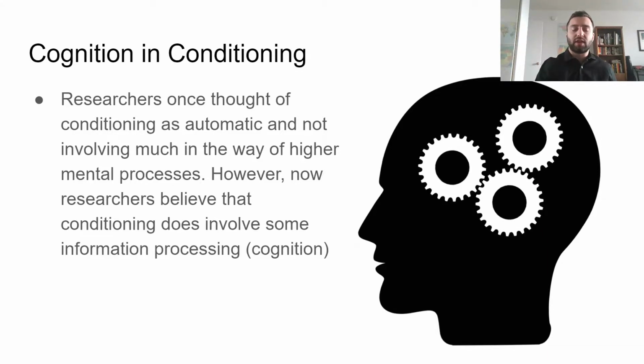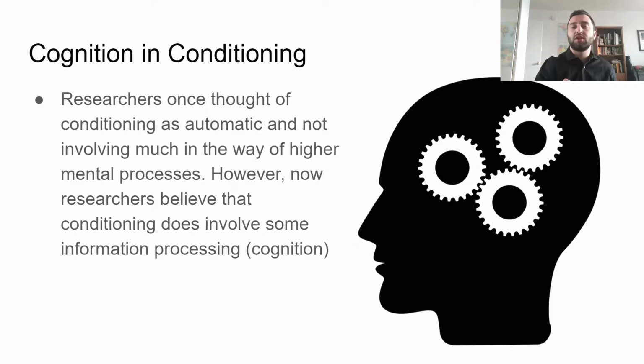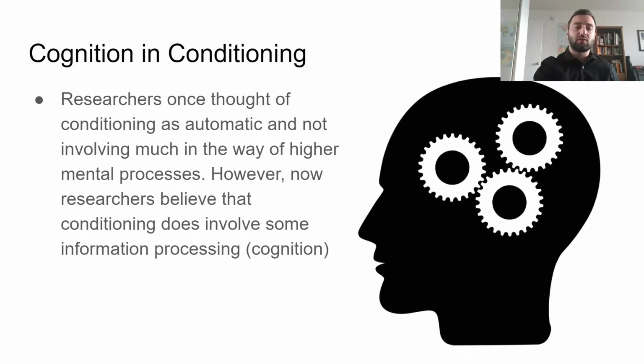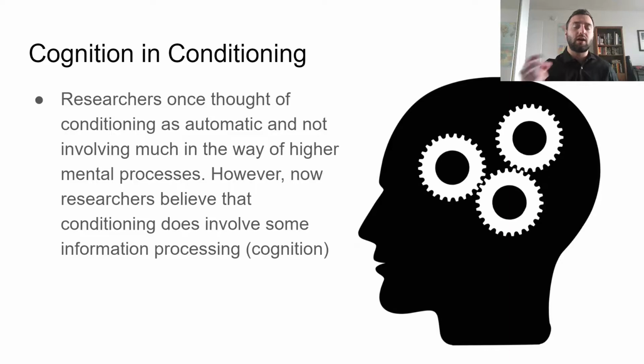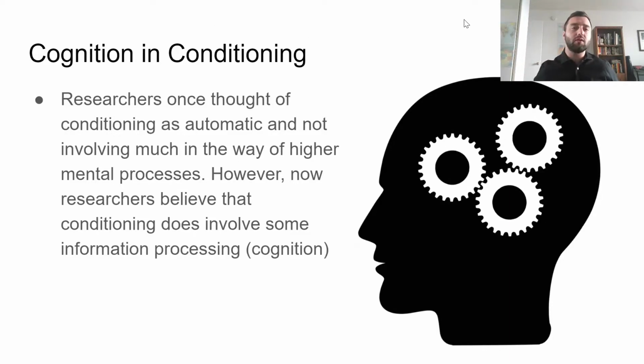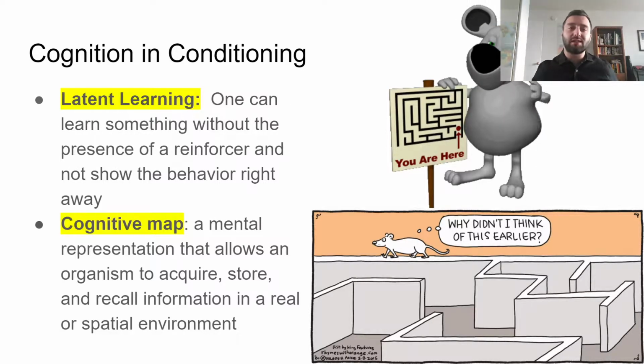But basically, that thought process has shifted a little bit, where now we believe that conditioning does involve some of what we call information processing, which for psychology is cognition, right? So how do we process the actual information that we're receiving from the world in all these different ways? So let's look at some ways that we see that.